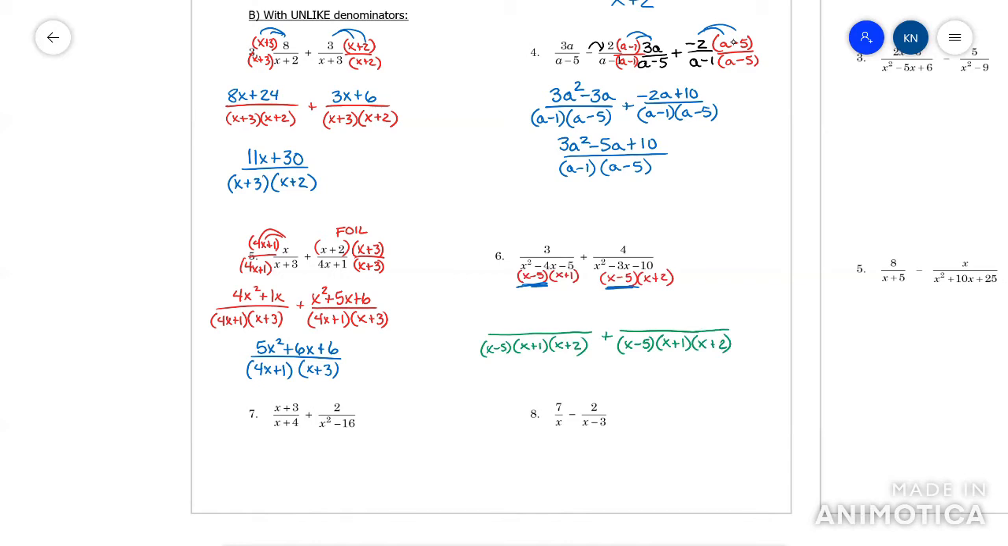Okay, so to make this common denominator happen, the guy on the left needs x plus 2. That's the only piece he's missing. The guy on the right needs x plus 1. That's the only piece he's missing. So don't forget to distribute here. You'll end up getting 3x plus 6 on the left and 4x plus 4 on the right. And now that you have a common denominator, you can combine these and get 7x plus 10 over that common denominator, x minus 5, x plus 1, x plus 2.